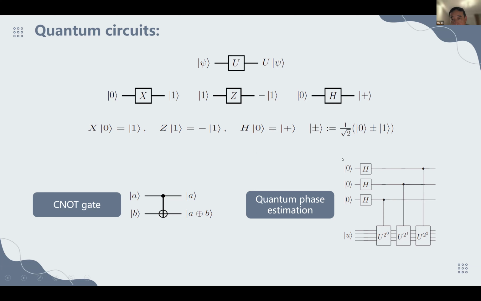So suppose you work on m qubits. The first m minus 1 qubits you multiply by this Hadamard gate. The last qubit you multiply by this matrix U many times. Okay, so it's like the power method.